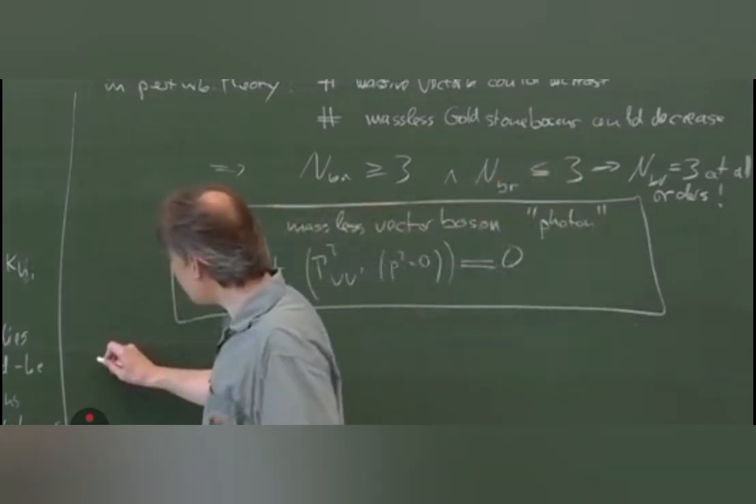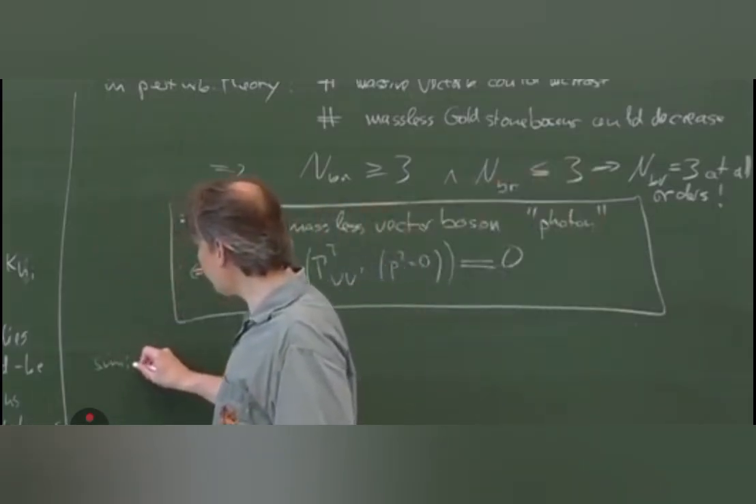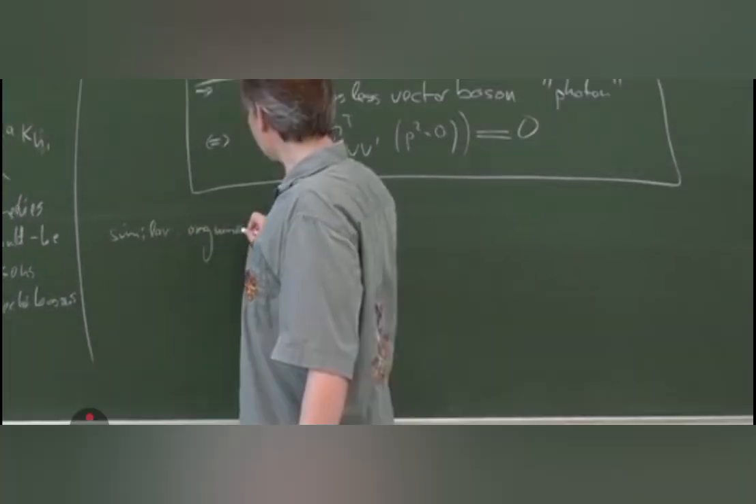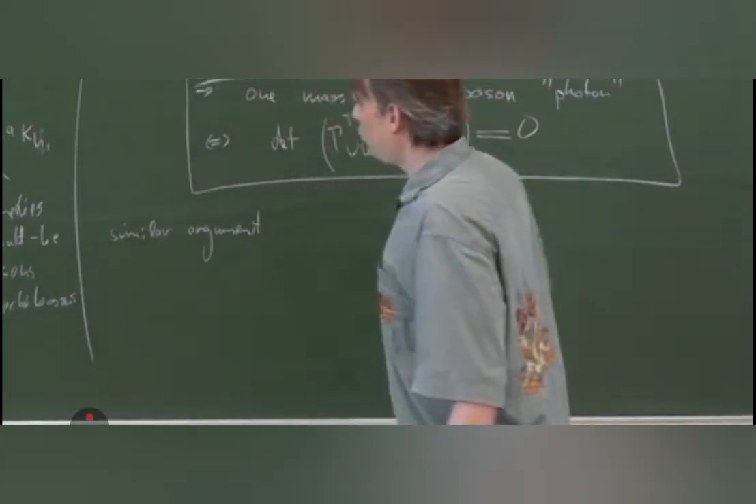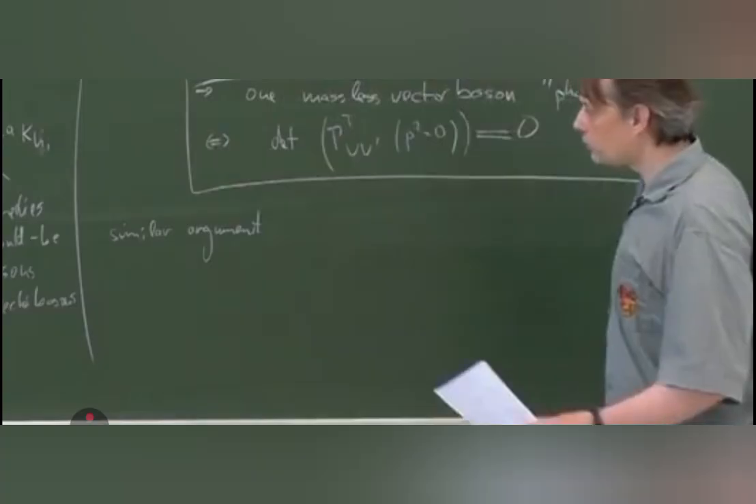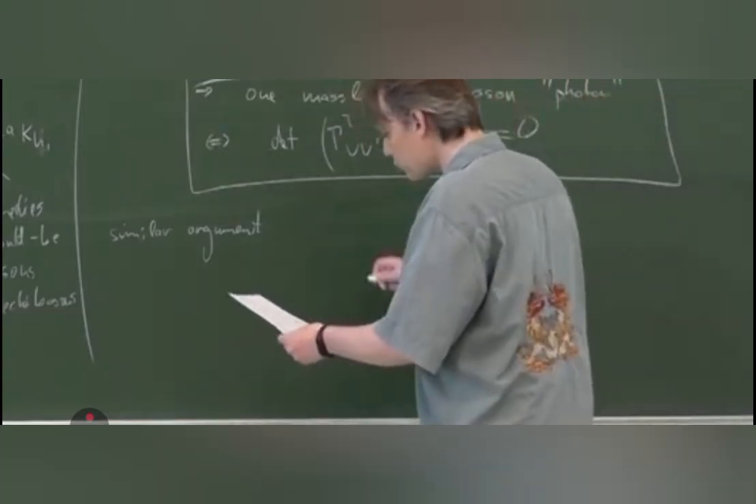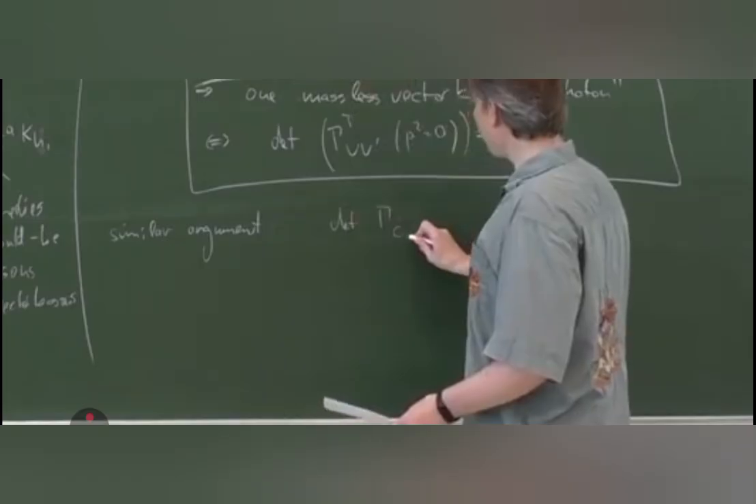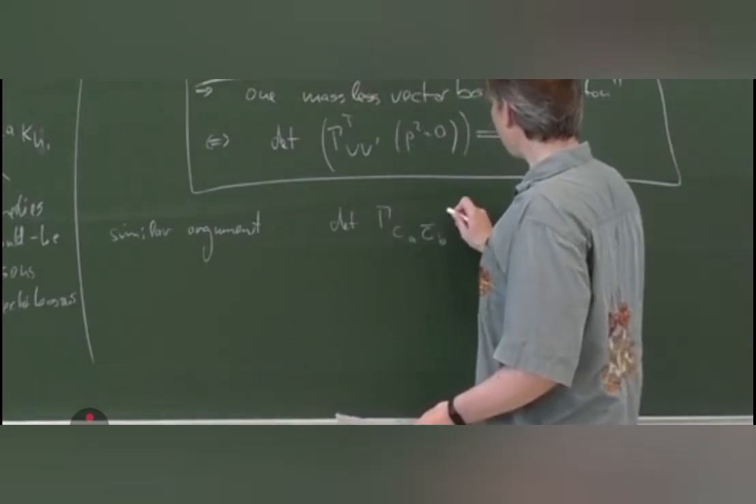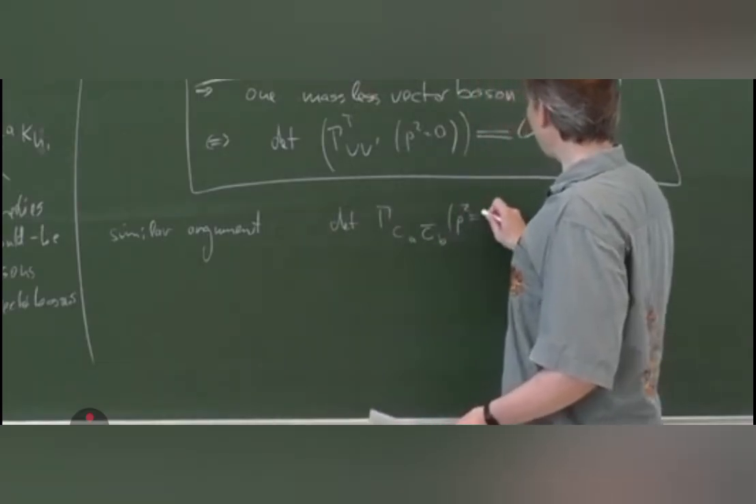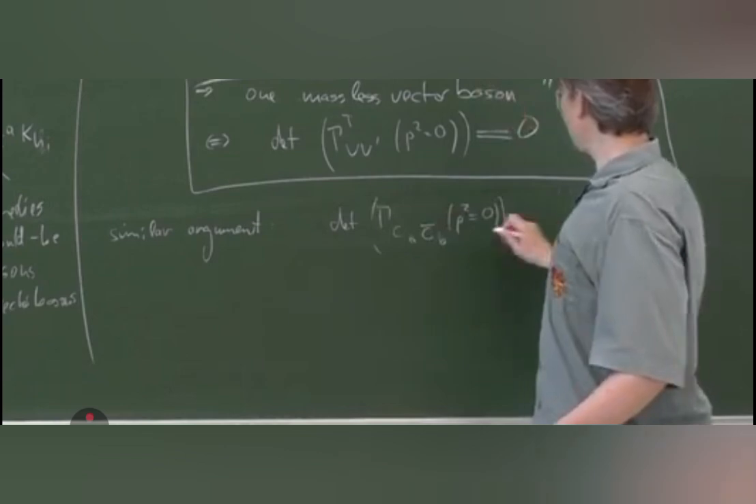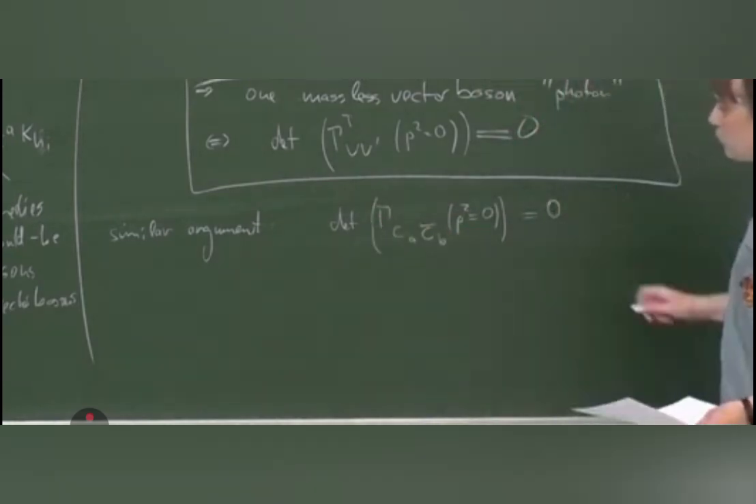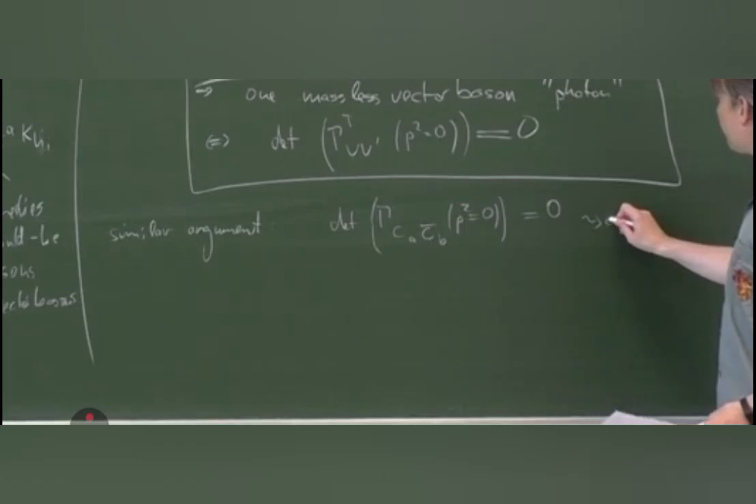And let me just add that you can do a similar argument for the unphysical ghosts using the ghost, let's say, 2-point function matrix. That also the determinant of this matrix CA, C bar B at p square equals 0, that determinant also vanishes at all orders, and so there is at all orders one massless ghost.